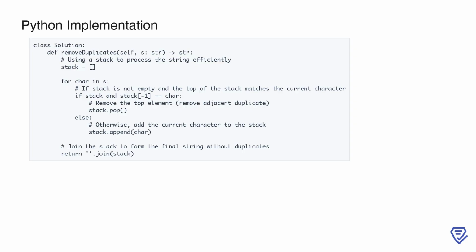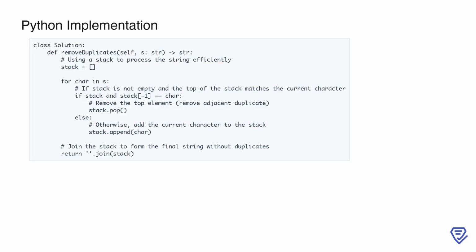3. Iterating through the string. The function iterates through each character in the input string s using a for loop. During this traversal, each character is either added to the stack or used to remove adjacent duplicates. 4. Removing adjacent duplicates. Inside the loop, the function checks if the stack is not empty and if the top character in the stack, represented by stack[-1], matches the current character. If these conditions are true, the top character is removed from the stack using stack.pop(). This effectively removes the adjacent duplicate.